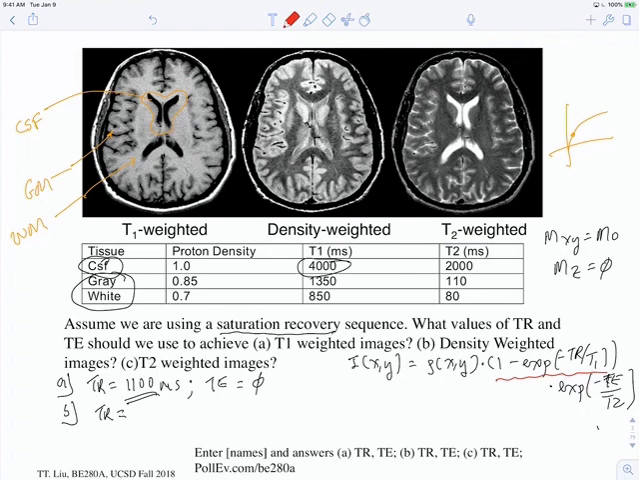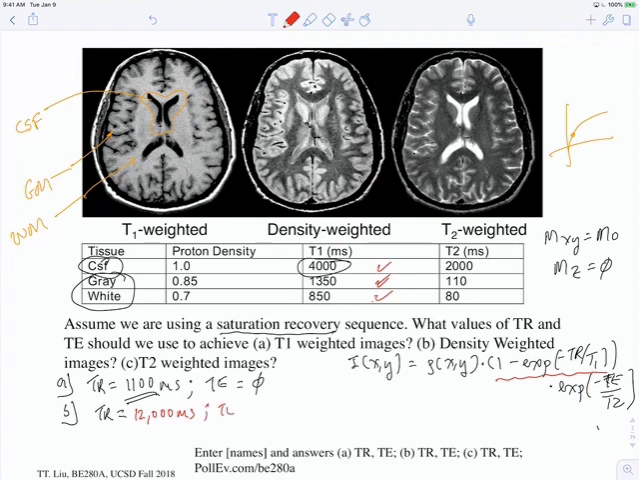Okay, so you have three choices: CSF, white, or gray or white. So which one should we make 3 times? CSF. It's the longest one. So if we want everything to recover, we need to pick the longest one and wait for that to recover. So the TR will be 12,000 milliseconds, which is a good rule of thumb, right? By 3 time constants, most things have recovered, and you don't necessarily need to wait. By waiting another second, you're not going to get much more, okay? So that's a good rule of thumb.